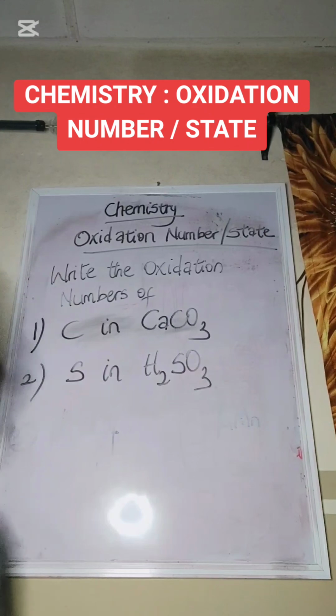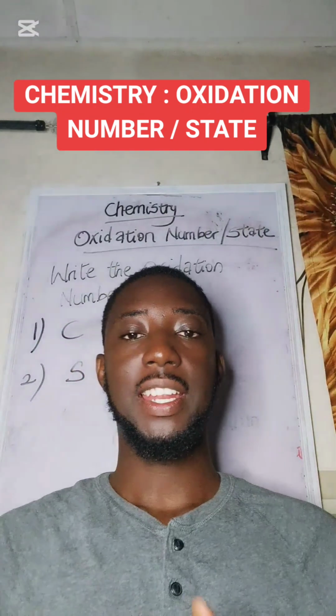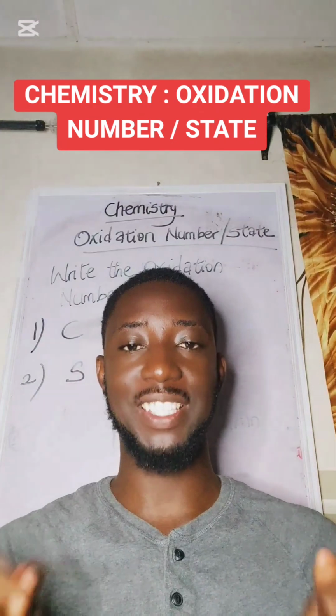On the board we have an exercise. Write the oxidation numbers of C, that is carbon, in CaCO3. Second one, S, which is sulfur, in H2SO3. I want you to write the answers under the comment section.